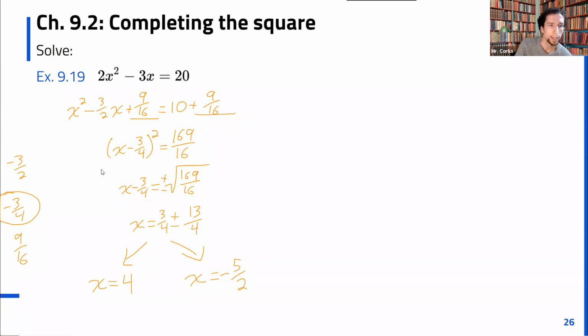Okay, that's completing the square. So even if you have a coefficient on the x squared, just divide and get rid of that. And whatever constant is off on the right side, ignore it, and add in the number that works for you to complete the square. You just have to look at the b term, and that's it. Any questions about this method, completing the square?